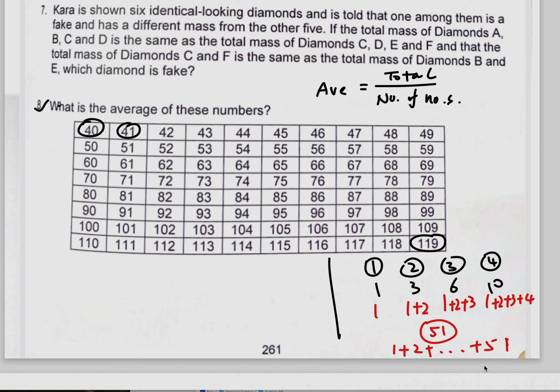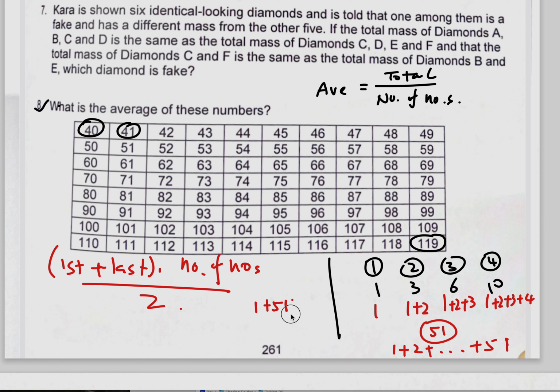So how do you get the sum of this? The sum of consecutive numbers is first plus the last, times the number of numbers, divided by 2. So let's do this one first. What is the first one? What's the last? Now the question is, how many numbers?